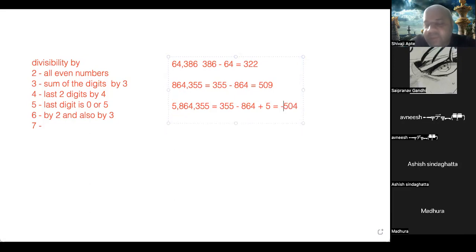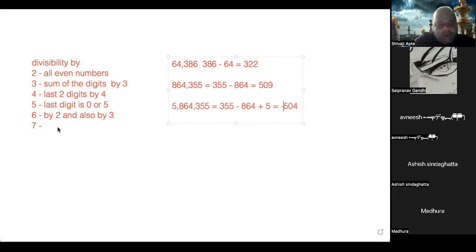Again, you can drop the minus sign, and now it is 7 into 7 is 49, and 1 and 4, 14. It is divisible by 7. So that means the entire number should be divisible. Shall we quickly check? 5,864,355 divided by 7. You get an exact answer. There is no remainder. Okay. So this formula you can always apply for any number divisible by 7.